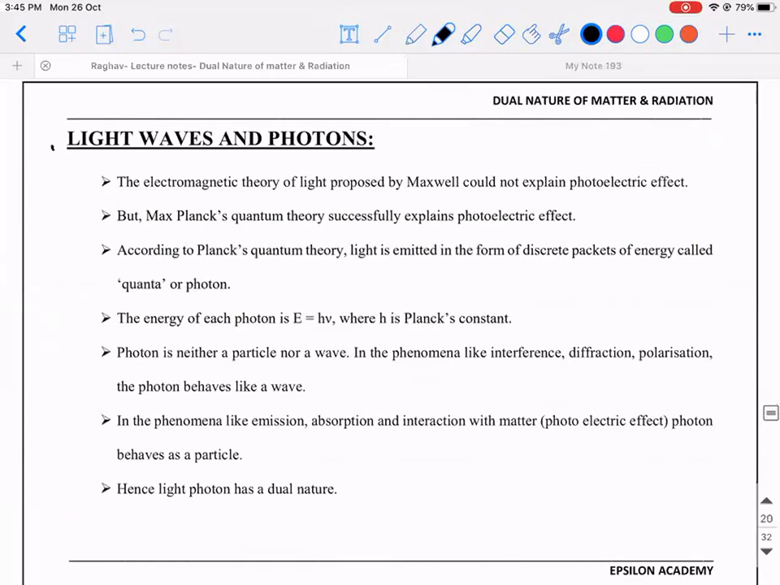So now we will see the topic of light waves and photons. You would have heard this word photons. Okay. So based on all these observations, right?